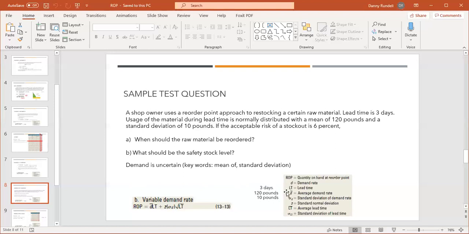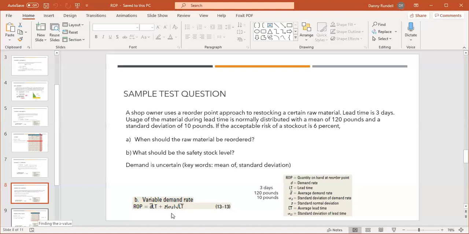that there's variability. From this problem, at this point anyway, we can pull out that the lead time is 3 days. That's here. That the average demand rate is 120 pounds. You see here a mean of 120 pounds, right? Usage of the material, mean of 120 pounds. And then the standard deviation of demand rate is 10 pounds, which is listed here. And this is the equation we're going to be using.